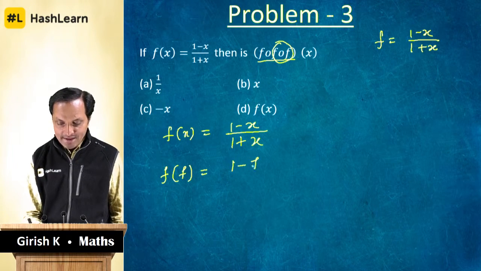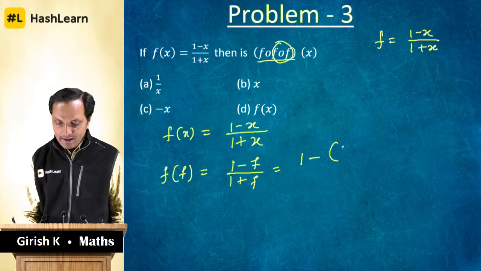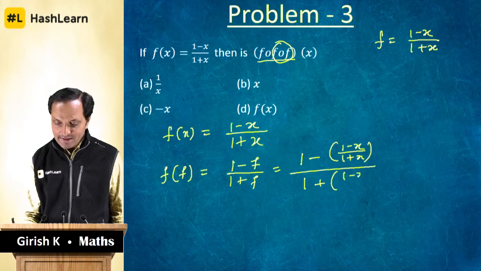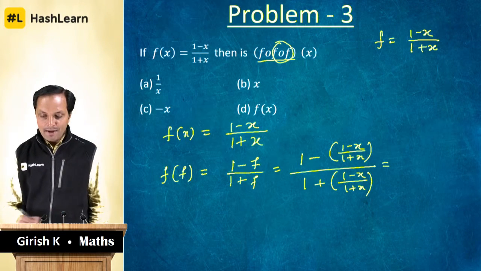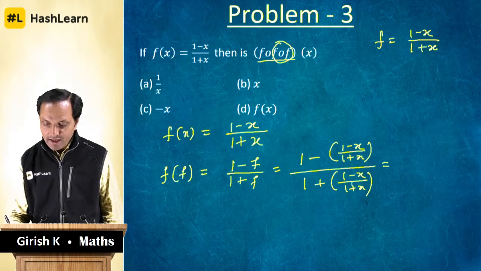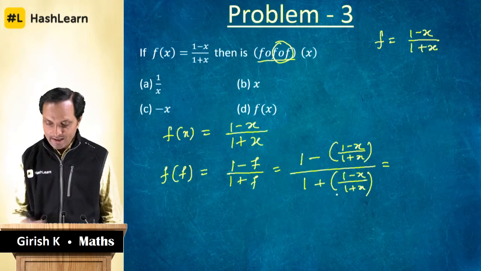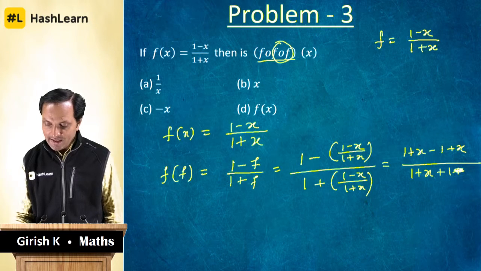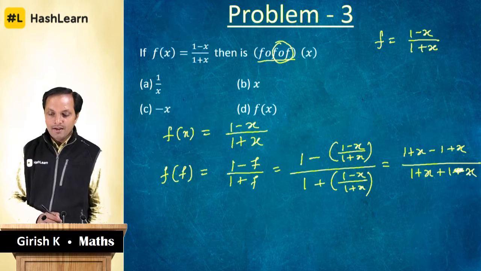यहाँ पे 1 minus f by 1 plus f it becomes. If you simplify, f is 1 minus x by 1 plus x. So if you simplify this, what happens? You will get denominator part cancels. I am not going to write that. You will have 1 plus x minus 1 plus x in the numerator. यहाँ पे 1 plus x plus 1 plus 1 minus x in the denominator.